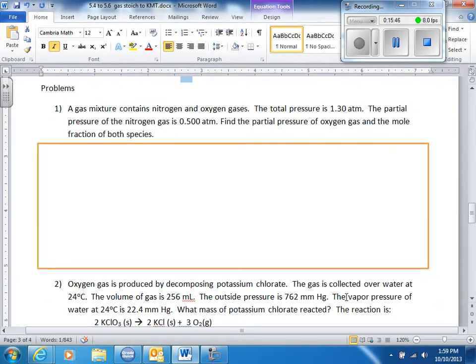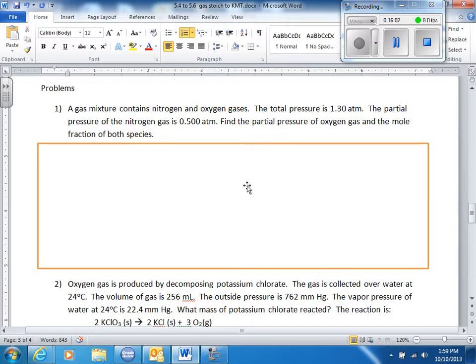By the way, you know you're doing collecting a gas over water when it says something like in number 2, the gas is collected over water. This first problem, there's nothing about water in here, so we're not using the collecting a gas over water information.